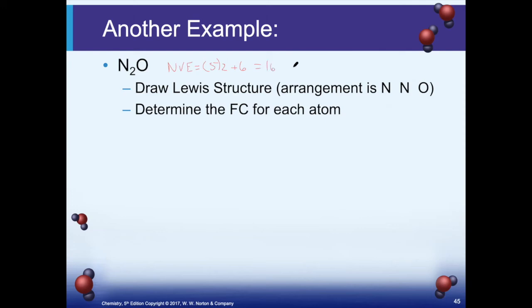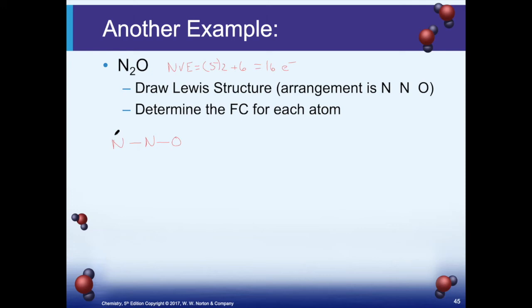So that's a total of 16 electrons that we have to assign. If my positions are here, nitrogen, nitrogen, oxygen, I'm going to connect those together with bonds. That uses up 4. Okay, so now I've got 12 left.